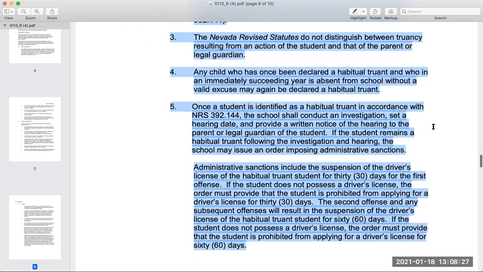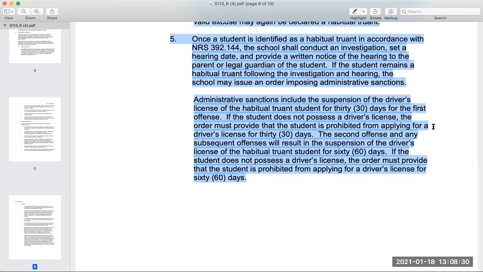5. Once a student is identified as a habitual truant in accordance with NRS 392.144, the school shall conduct an investigation, set a hearing date, and provide a written notice of the hearing to the parent or legal guardian of the student. If the student remains a habitual truant following the investigation and hearing, the school may issue an order imposing administrative sanctions. Administrative sanctions include the suspension of the driver's license of the habitual truant student for 30 days for the first offense. If the student does not possess a driver's license, the order must provide that the student is prohibited from applying for a driver's license for 30 days.